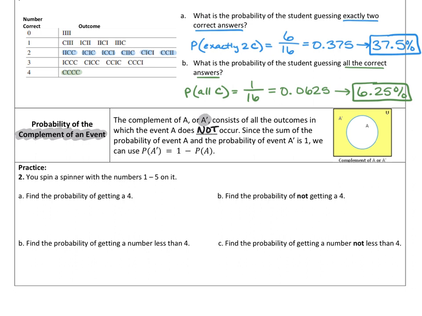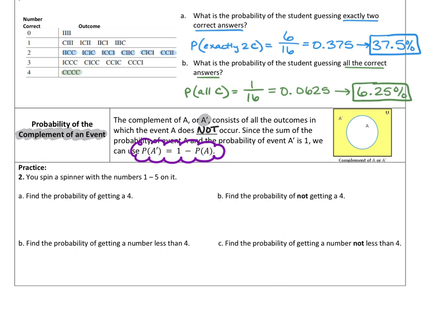Since the sum of the probability of event A and the probability of the complement of A is 1, we can use the following formula. Let's highlight this one, it's going to be really important, or put the little bubbles. The probability of A complement is equal to 1 minus the probability of A.